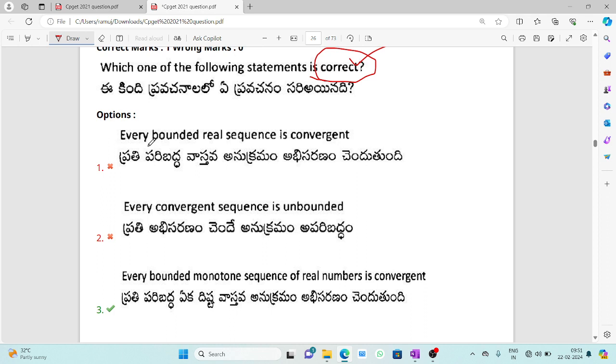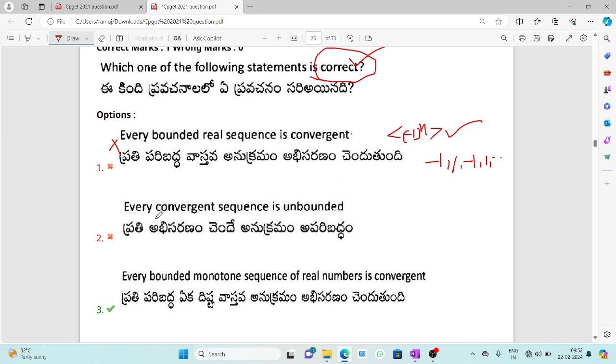The first option: every bounded real sequence is convergent. This is not possible because if I consider (−1)^n, this is a bounded sequence but it is not convergent, because it is oscillating between 1 and −1. If you substitute the values n = 1, 2, 3, 4, it is oscillating. So it is not convergent. So this is a wrong option because we want the correct statement.